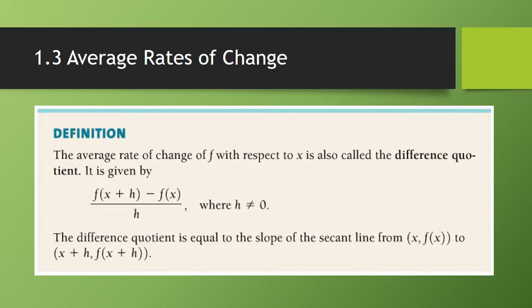That leads us to this definition. The average rate of change of f with respect to x is called the difference quotient, and it is given by f of x plus h minus f of x over h. The difference quotient is equal to the slope of the secant line from x, f of x, to x plus h, f of x plus h. So really what this is, it's a simplified form of the slope. H is the distance that you're moving from one x value to the next.